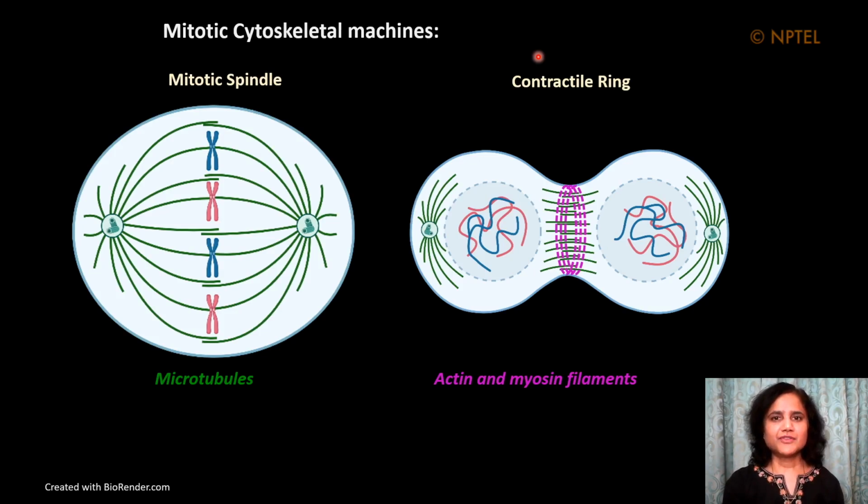The spindle microtubules attach to these sister chromatids and help to pull them away to the spindle pole after they separate. The contractile ring constricts, dividing the cell into two equal daughter cells.